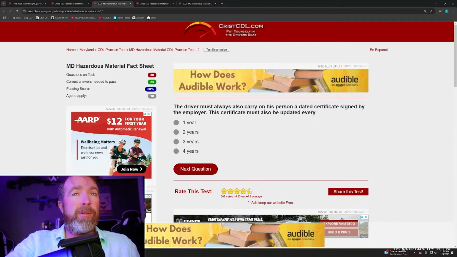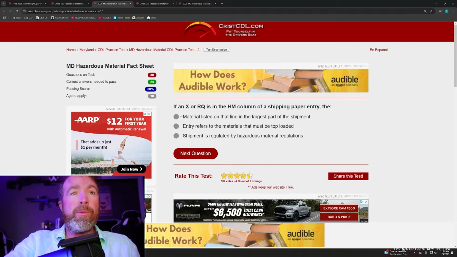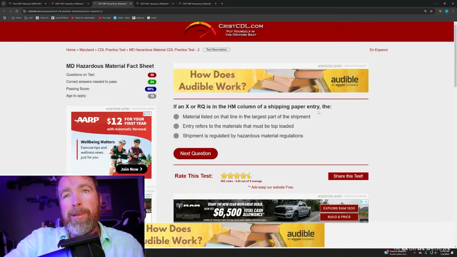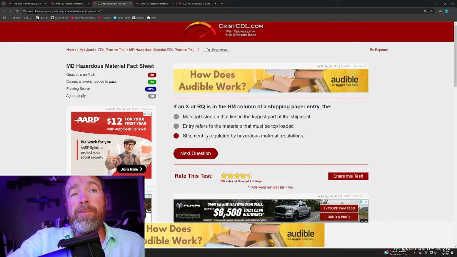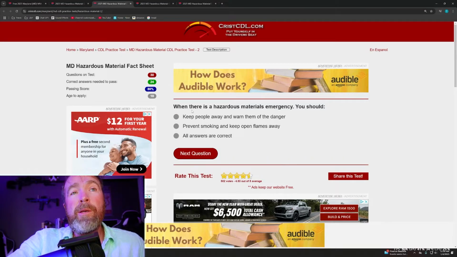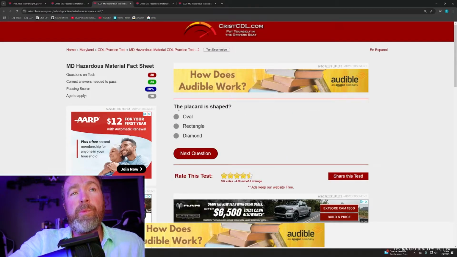The driver must also carry on his person a dated certificate signed by the employer. This certificate must be updated every 3 years. If there is an X or an RQ in the HM column of the shipping paper entry, the shipment is regulated by hazardous material regulations. When there is a hazardous material emergency, you should keep people away, warn them of danger, prevent smoking. All answers are correct. The placard is shaped diamond.